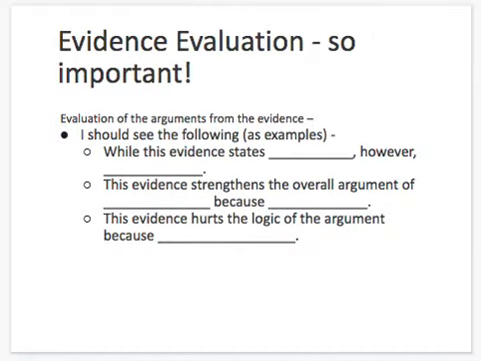There's a point that you should be evaluating. It's the second bullet point after your first summary where you'll put your evidence tag. I would use these. While the evidence states blank, however, you could talk about, however, it's not credible, it's not valid, it's not relevant. The evidence strengthens the overall argument of blank because the evidence hurts the logic of the argument because. So you could use this for your evaluation piece.